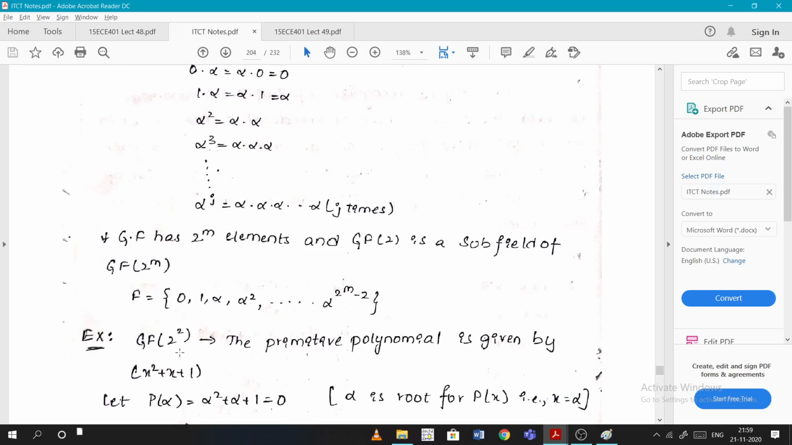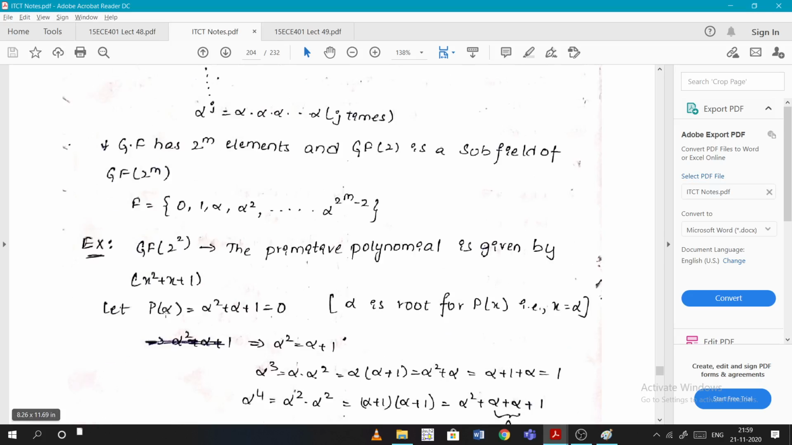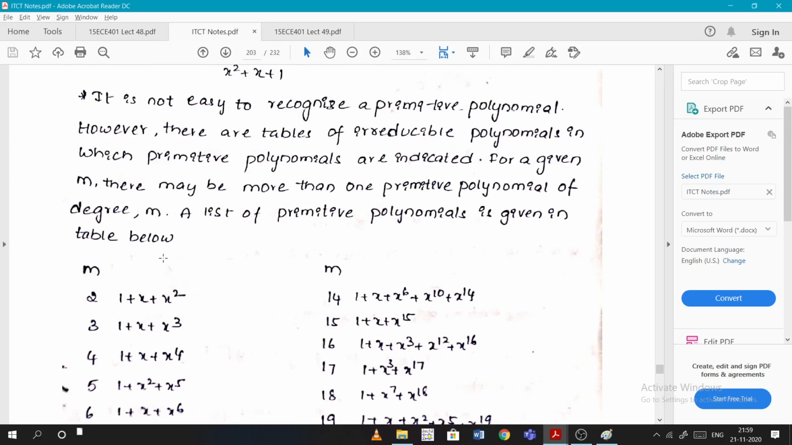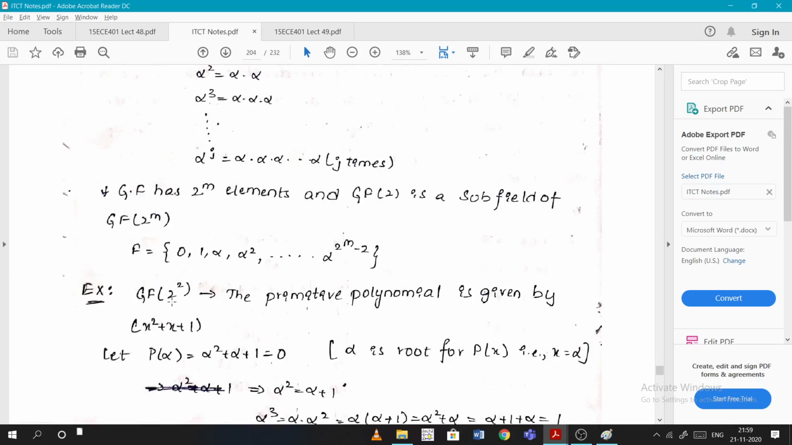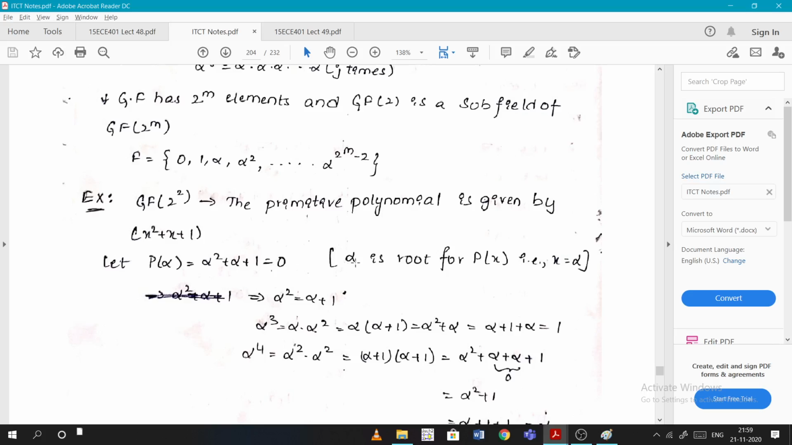So let us consider GF of 4, where 4 can be written as 2 power m. So GF of 2 power m, here 4 is 2 square, so m is 2. The primitive polynomial for m equal to 2, from this table, is 1 plus x square. So we took this, and let us consider that alpha is a root of p of x. Then we substitute alpha for x, so p of alpha is alpha square plus alpha plus 1 equal to 0, because it is a root, so it results in 0.